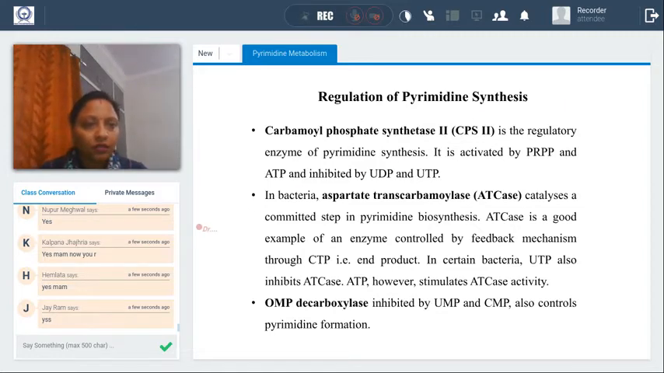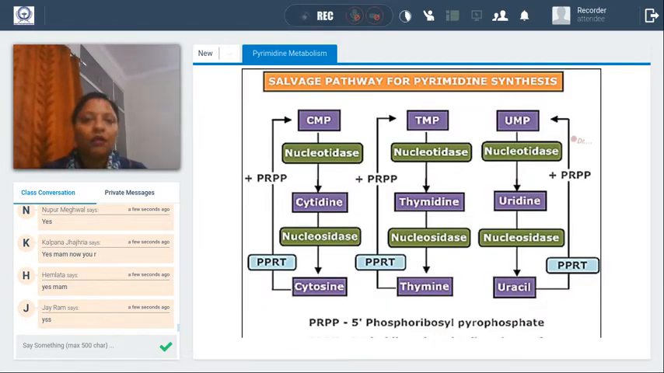This is the second mechanism of biosynthesis of pyrimidine, which is the salvage pathway for pyrimidine synthesis. First, the nitrogen bases are cytosine, thymine, and uracil. These are the pyrimidine bases, and here we can see CMP, by the enzyme nucleotidase, gives cytidine, that is nucleoside, and then by nucleosidase we can get cytosine.